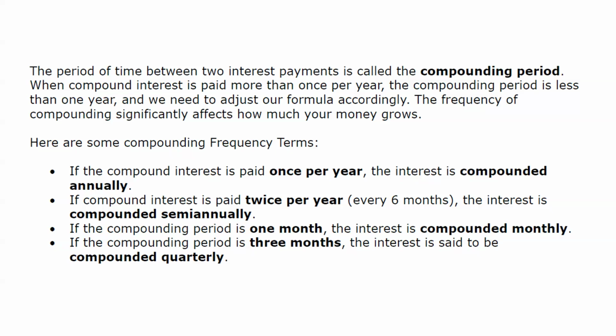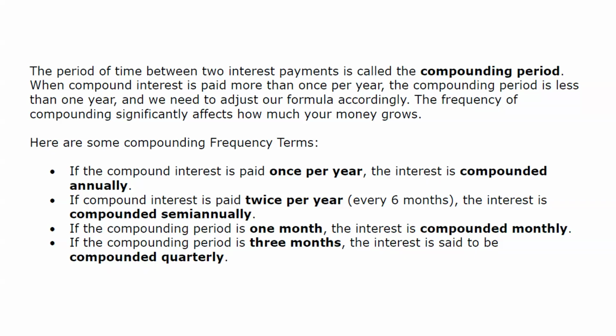The period of time between two interest payments is called the compounding period. So when compound interest is paid more than once per year, the compounding period is less than 1 year, and we need to adjust our formula accordingly. The frequency of compounding significantly affects how much your money grows over time.